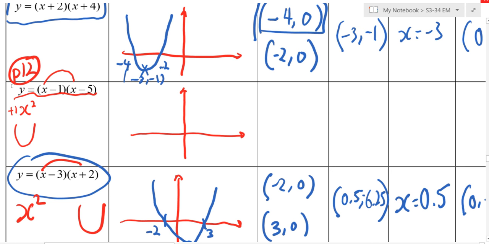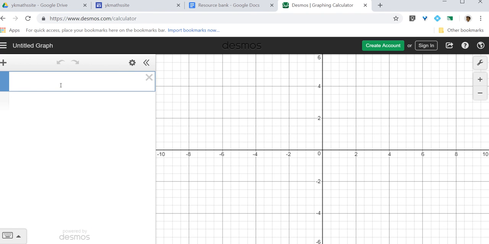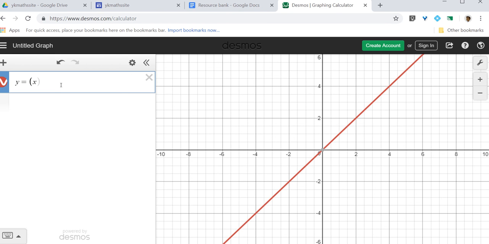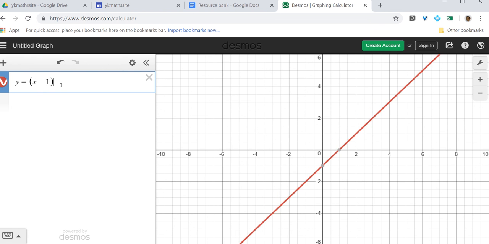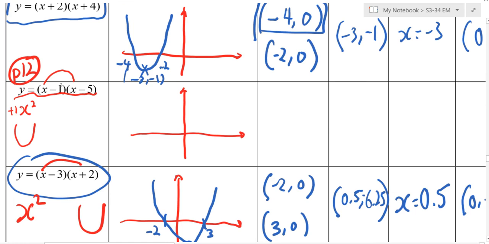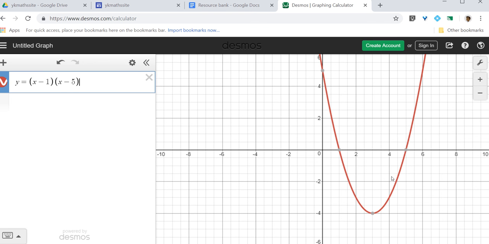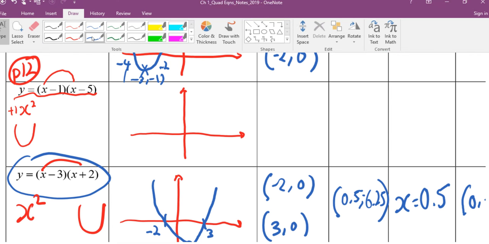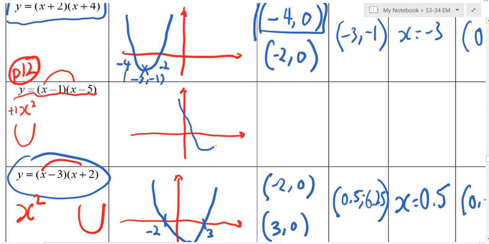Now, the purpose of this is I want to show you y equals x minus 1, then x minus 5. Okay? So what I want you to see is a U shape, and it will meet at 1, it will meet at 5. So I go back to this, I pull out my blue pen, it will meet at 1, it will meet at 5. So this is 1, this is 5.